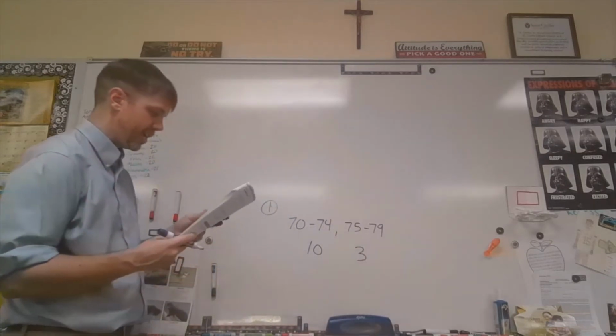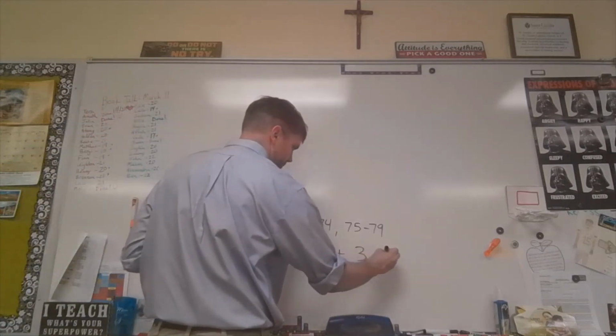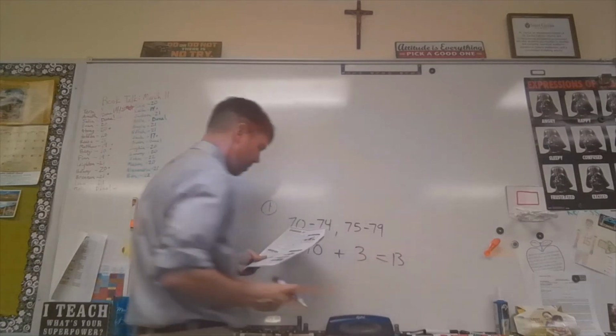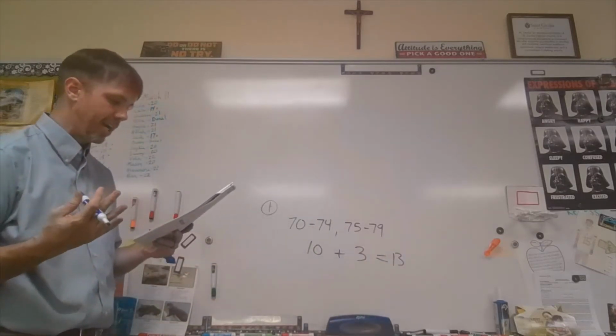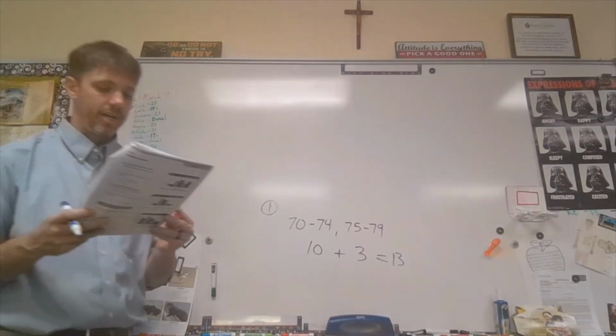Okay, so then it says add the frequencies. Well, this is 10 plus 3, and then this is where it should be an equal sign, 13. So the daily temperature was at or above 70 degrees on 13 days. All right.